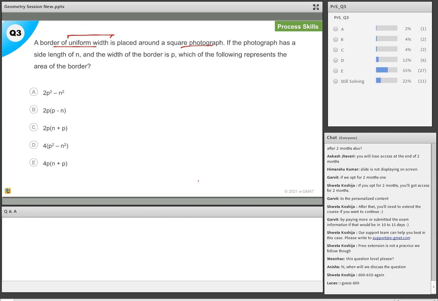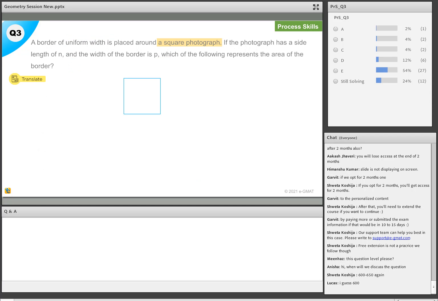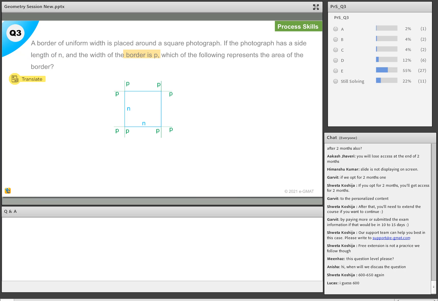So the width of the border is P, the length of the side of the photograph is equal to N. I need to find out the area of the border. Okay, now, first of all, since it's a square photograph, the side length of this photograph would be equal to n as given in the question. And then since it has a border of width p, I'd have to extend this side length with p on all the four sides.